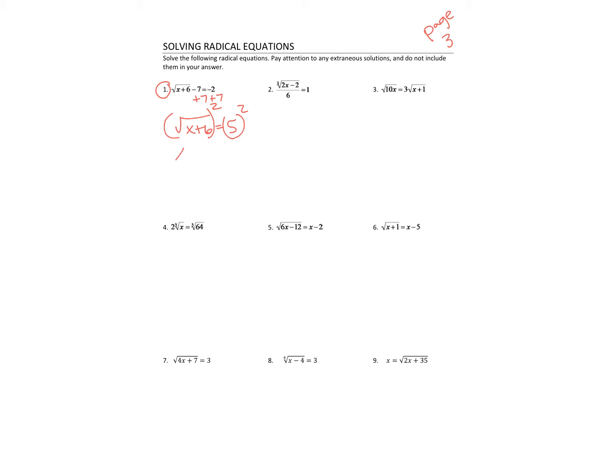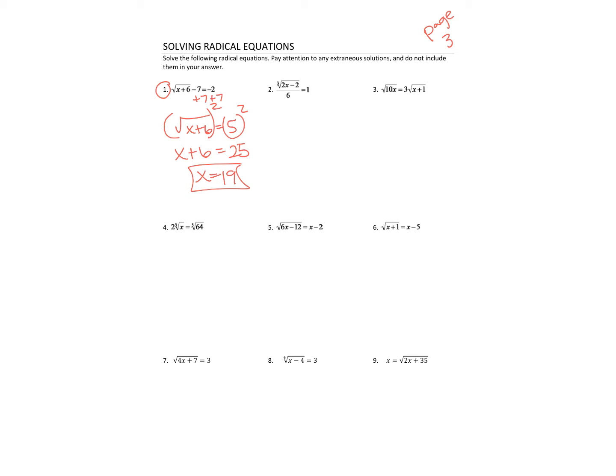And the square cancels the radical, and I get x plus 6 equals 25. And let's subtract 6 over and get x equals 19. And you can check that answer. It's going to work just fine. Let's take a look at number 2.